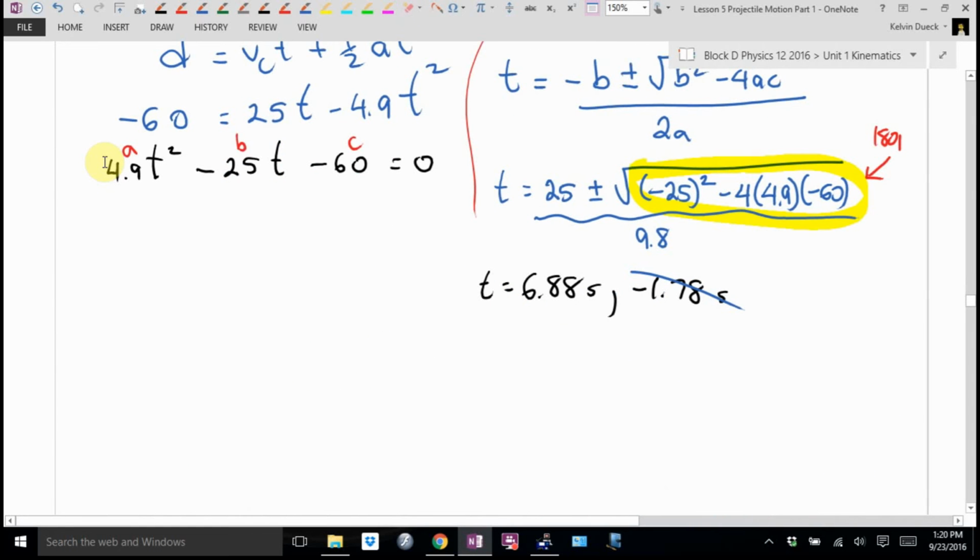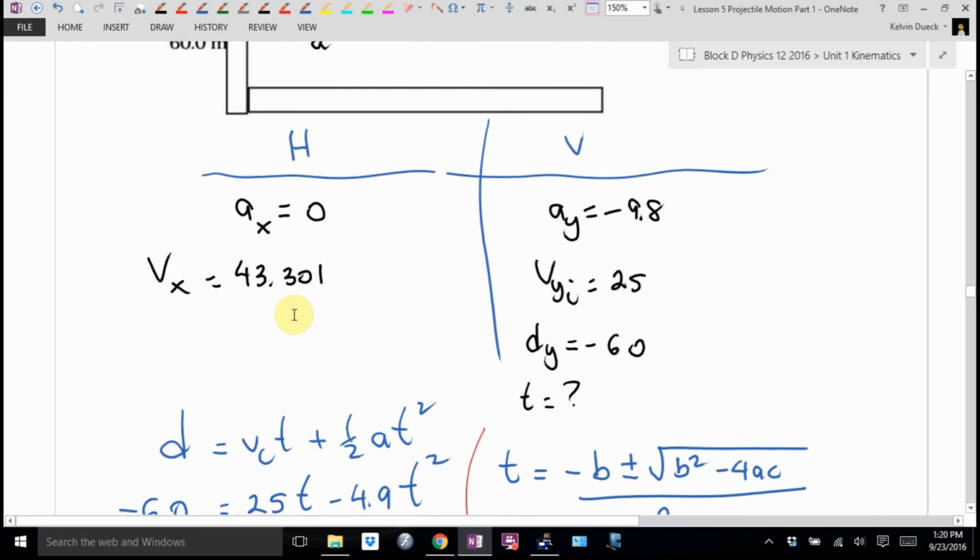What does this question want us to find? Time of flight. Now that I know the time of flight, could I also put time in the horizontal column and find the range? Yeah.